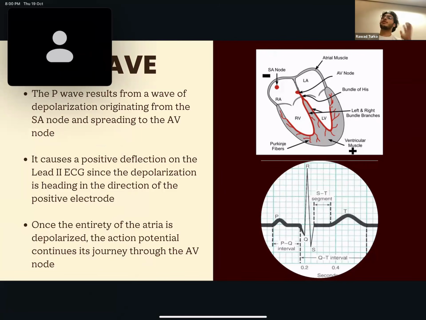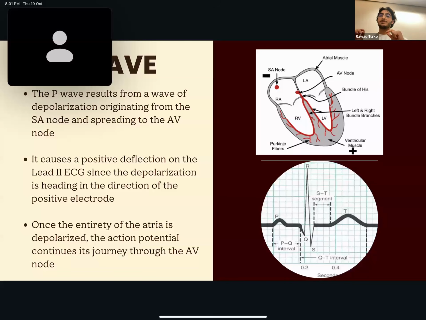Okay, we read that slide. We've got everything that we need. Now let's actually explain it. So the SA node, once you have an action potential that propagates from any certain point, it's not going to move in just one direction. It's not going to go, I'm going to go left, I'm going to go right, I'm going to go down. No, it's going to move in every single direction. It's a wave. It's going to propagate from the entire SA node.